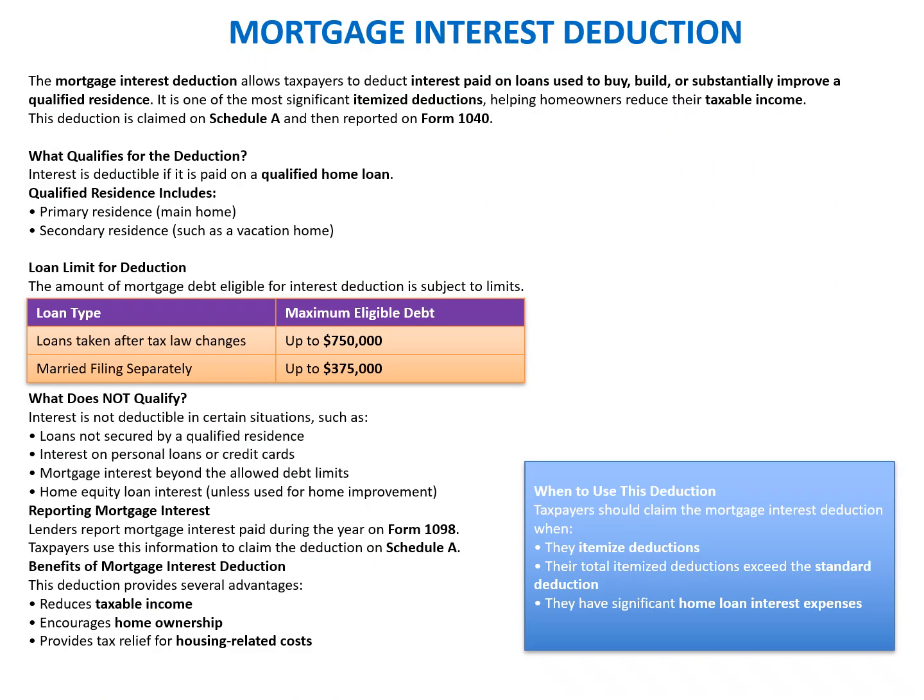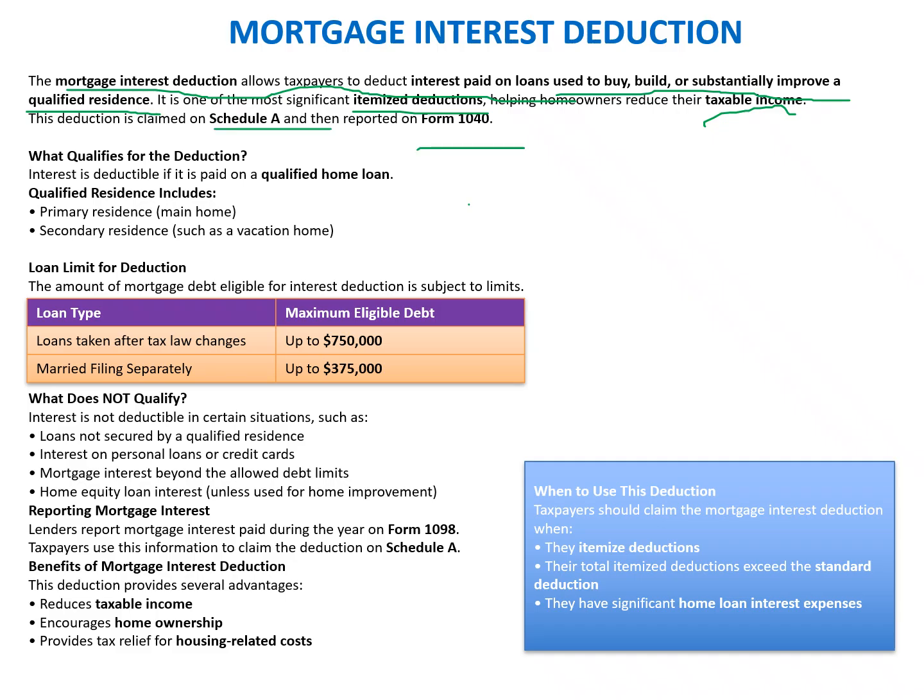Okay. Now we'll look at the third itemized deduction, which is the mortgage interest deduction. What does mortgage interest deduction mean? Mortgage interest deduction allows the taxpayer to deduct the interest paid on the loan used to build any house or substantially improve a qualified residence. It is one of the most significant itemized deductions that helps homeowners reduce their taxable income. The deduction is claimed under Schedule A and then reported via Form 1040.